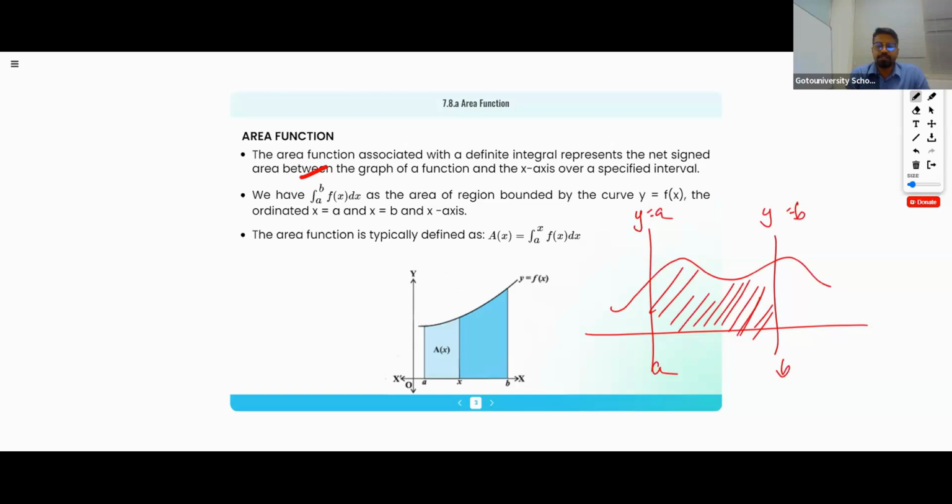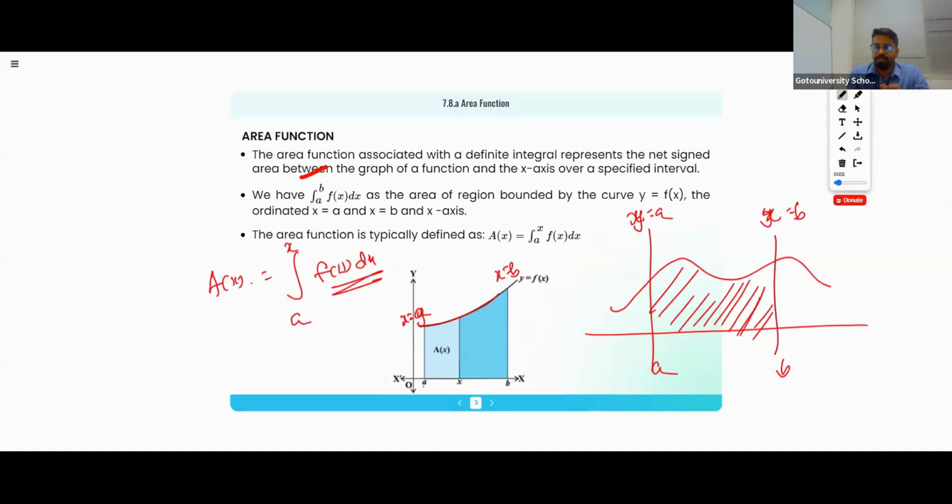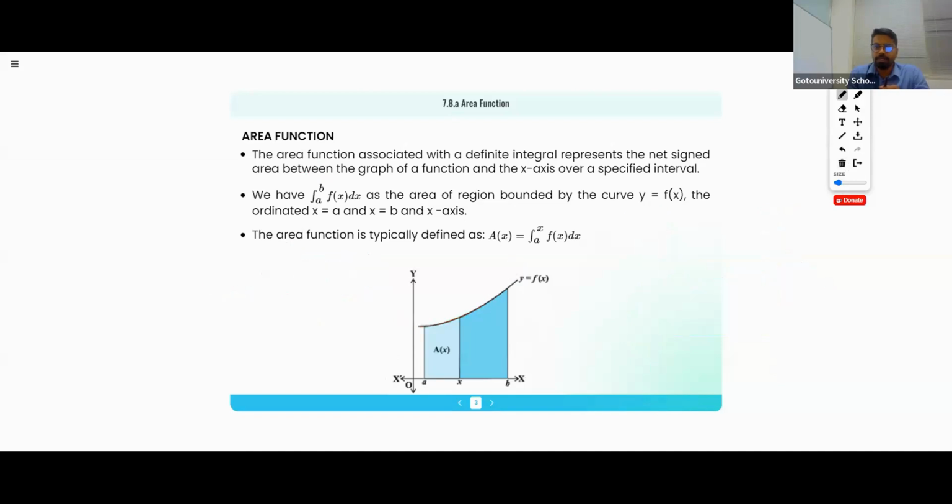If there is a function like this, and we have a and b here, this is x equal to a. Sorry for that. This is x equal to a and this is x equal to b. So between these, we are getting the area. The area function is typically treated as A(x), which is given by the integral from a to x of f(x) dx. Okay, so this is again the symbolic way. We just have to remember the theorem. We can use it in the application of integrals mainly. Let me erase this part.